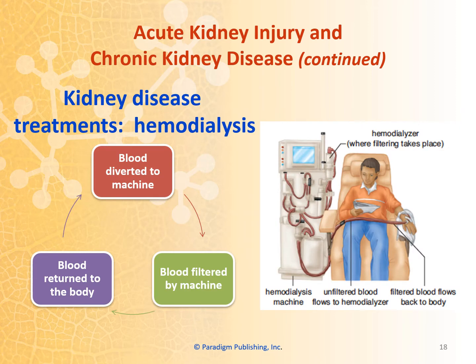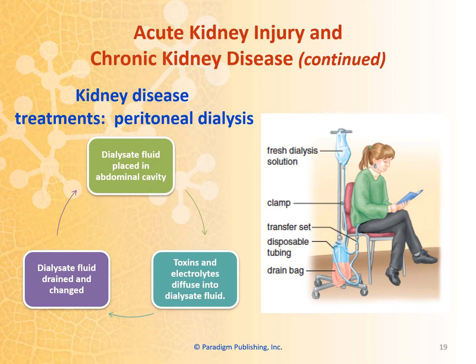Kidney disease treatments. Hemodialysis. I'm sure you've probably seen dialysis clinics around town. This is where people who have chronic kidney disease go to be treated. So it's just a continuous cycle of blood diverted to a machine, blood filtered by the machine, and then blood returned to the body. There's peritoneal dialysis, which is dialysate fluid placed in the abdominal cavity. Toxins and electrolytes diffuse into the dialysate fluid, and the dialysate fluid is drained and changed. All of these are a very brutal process to have to endure.